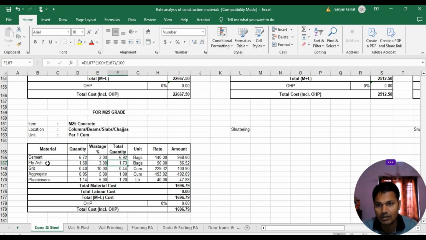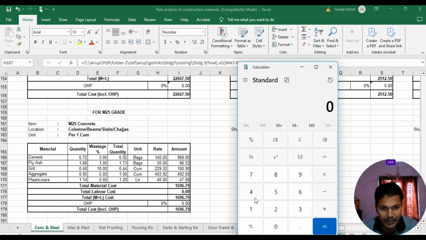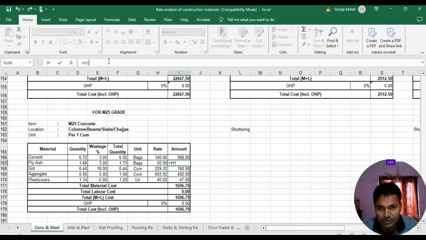Then the total quantity of fly ash we have to take, for M25 grade of concrete, is only 1.73, and the unit of fly ash is always bags. Then the rate times the total quantity, multiply 0.5, 86.50, so write 6.50.